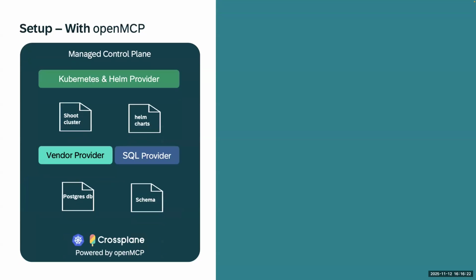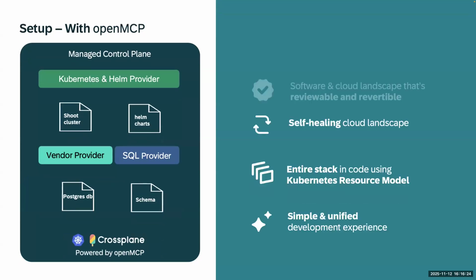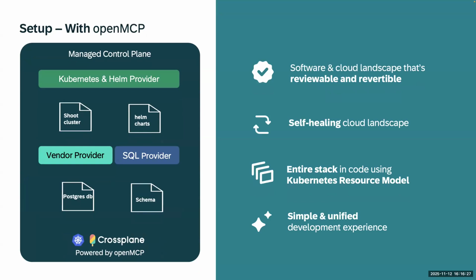So you already see that for Dave, we have now really simplified and unified the whole development experience. There is not a lot of CLI tooling and waiting for him in that case. We have the entire stack, our desired state of our cloud infrastructure, in code inside the KRM. And of course, because Crossplane and the providers are Kubernetes operators and controllers, it is self-healing. With that, our software and cloud landscape is now reviewable and also reversible.